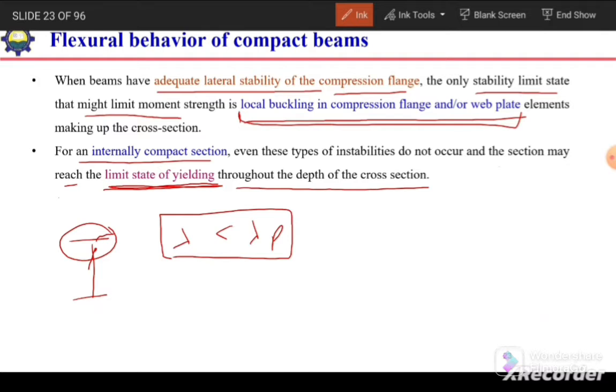throughout the depth of the cross section. So the whole cross section will yield without any local instability or global instability of the member. So this is the case when the lateral torsional buckling is prevented. In that case, compact sections can yield throughout their depth.